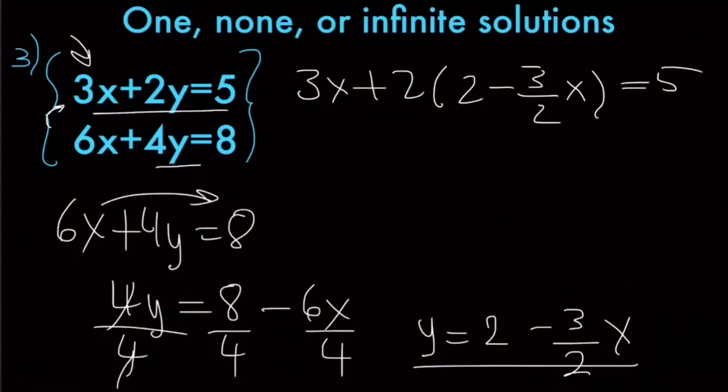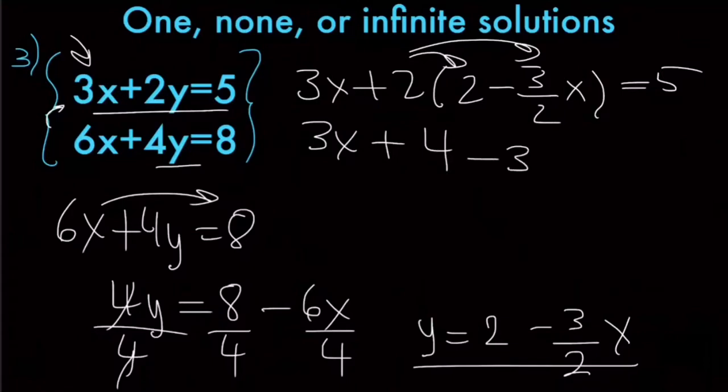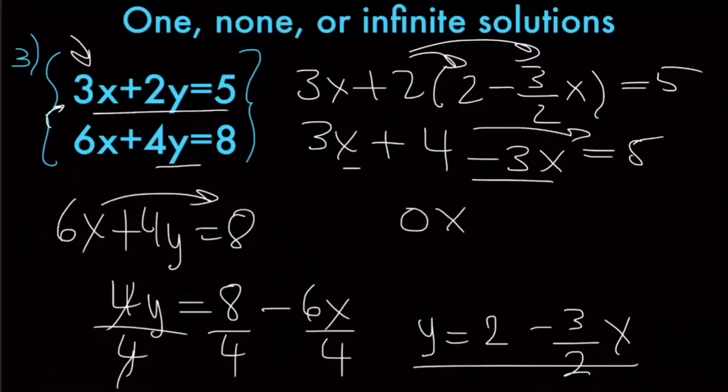Now we're just going to simplify. 3x, we distribute the 2, so that's 4. That's negative 6 divided by 2, that's negative 3x, equal to 5. Now we're going to get 4 to the other side. 3x minus 3x, that's 0x, equal to 5 minus 4, that's going to be 1. Now, 0x is equal to 1.